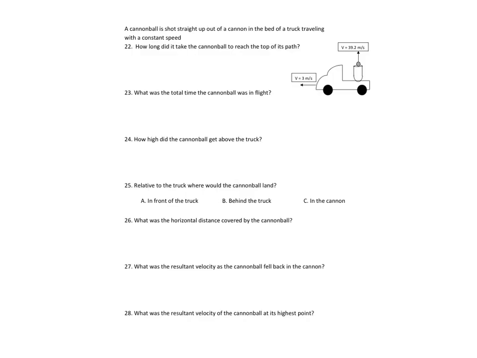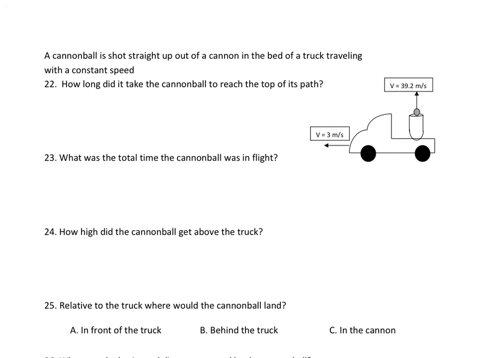Okay, on the back side, we have our scenario where the cannonball is being shot straight up out of a cannon in the bed of a truck traveling with a constant speed. How long did it take the cannonball to reach its path? What was the total time? How high did the cannonball get above the truck? Okay, so based off of this scenario, we have to answer these three questions here. So let's look at what we have here. I'm going to zoom in just a little bit.